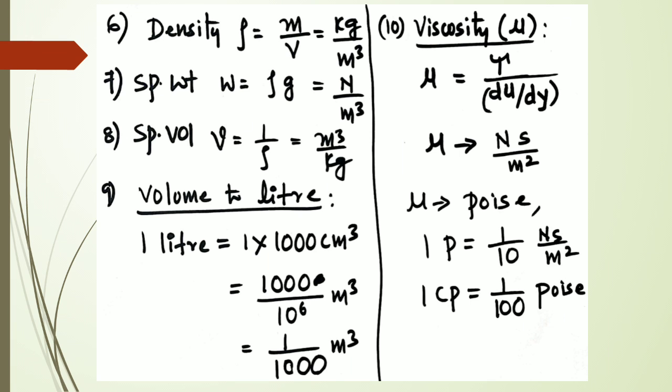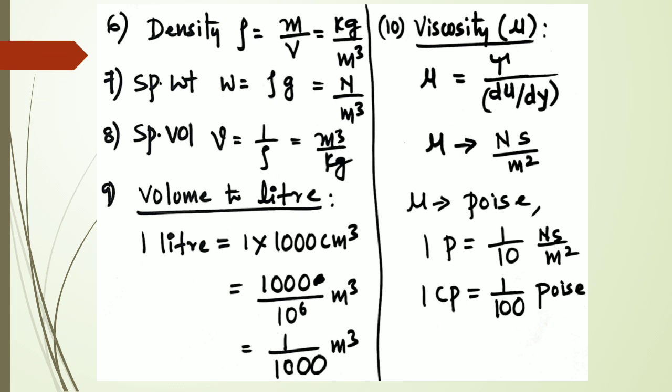So the density formula you already know: mass by volume, kg per meter cube. Specific weight w is equal to rho into g, Newton per meter cube. Specific volume v is equal to 1 by rho, that is the reciprocal of density, meter cube per kg.